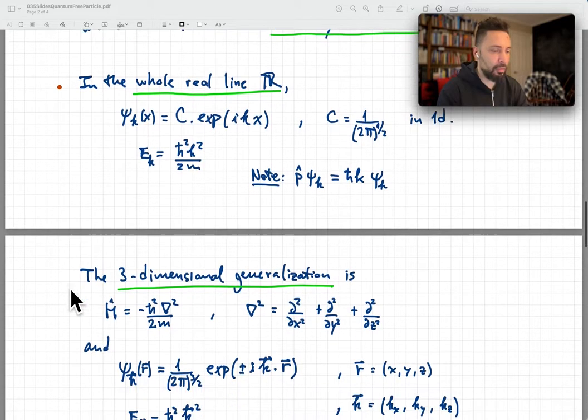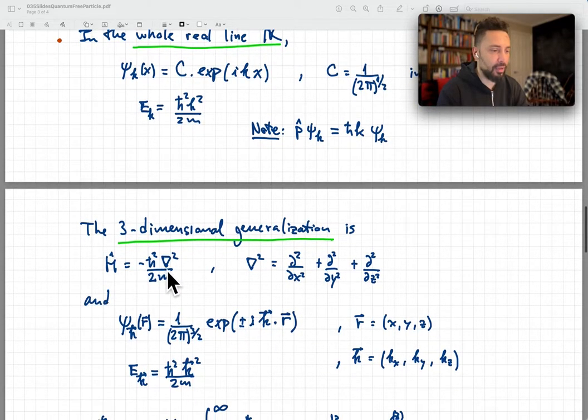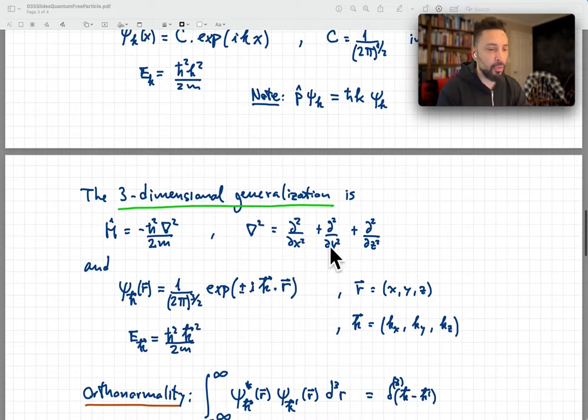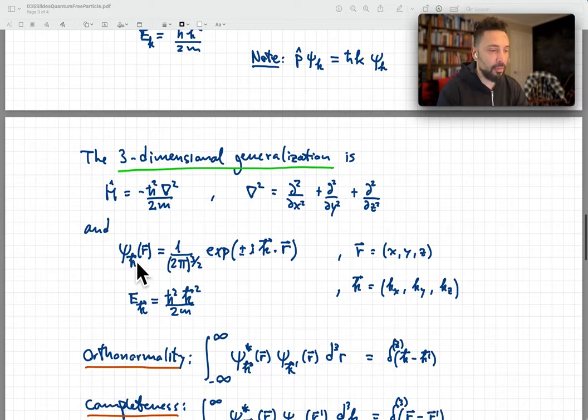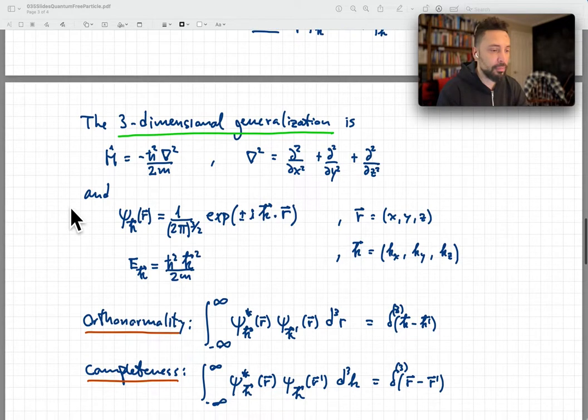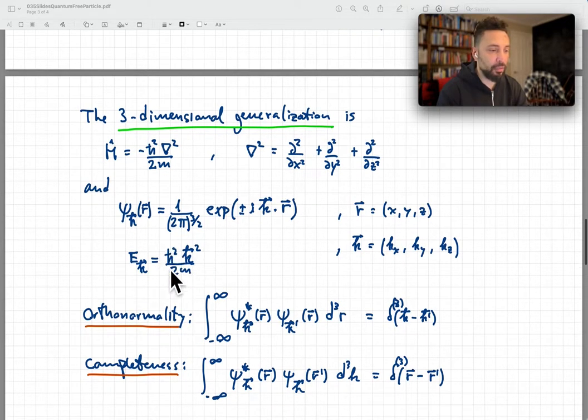Now, the three-dimensional generalization of the above involves the Laplacian operator, which is the sum of the derivatives in the x, y, and z directions. And of course, in 2D, you just omit this term and you have the 2D form. The wave function then takes the form of a complex exponential where in the exponent you have plus or minus i k vector dotted with r, in the usual sense of dot product, where component by component you do the multiplication. And then you have h bar squared k vector squared over 2m, that's your energy.